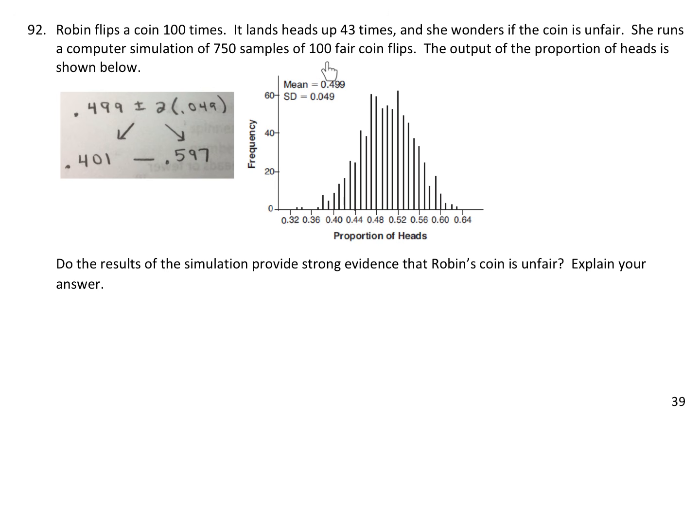Okay, so just like always, when they give us this mean and the standard deviation, I'm going to use that and do the mean plus and minus 2 standard deviations, and this right here represents our 95% confidence interval. Now if we look below, it says, do the results of the simulation provide strong evidence that Robin's coin is unfair? Explain your answer.